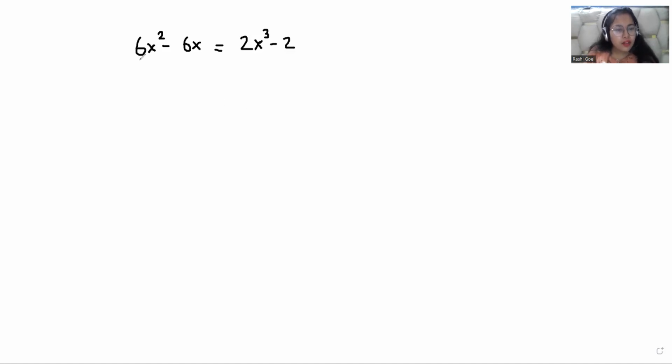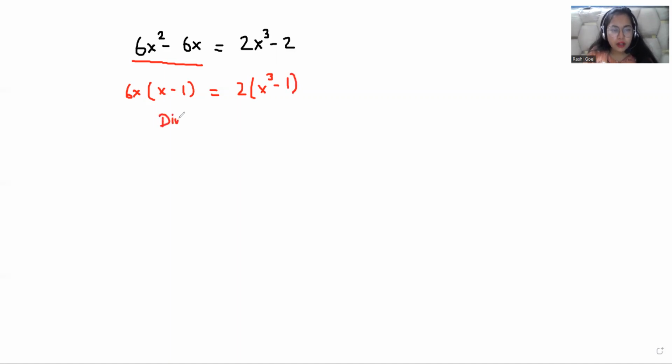So from the LHS side, I can take 6x as common. If I take 6x as common, what is left? x − 1. Similarly, from the right hand side, I can take only 2 as common. So what is left? x³ − 1.